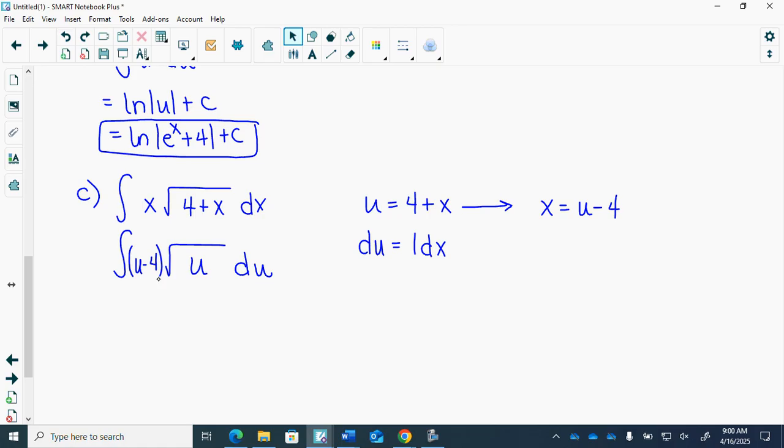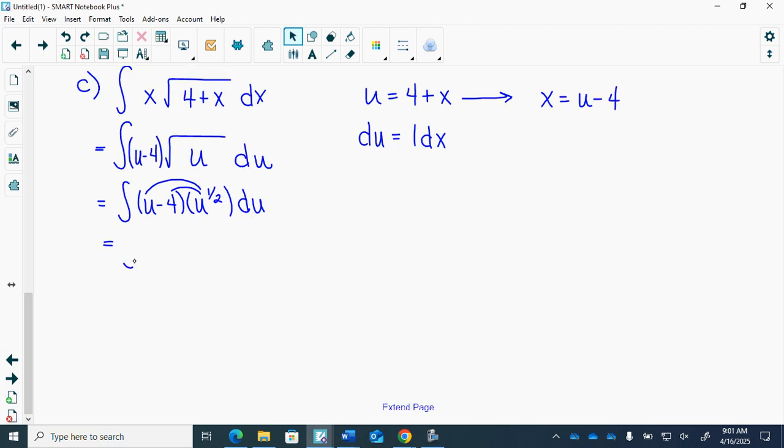And then people are like, how is that any better? Well, we can get it back to a power rule, because this is u minus 4 times u to the half du, and then we can distribute. So we're going to get u to the what? U to the 1 times u to the half is u to the? Add exponents, right? So it would be 3 over 2 minus 4 u to the half du. Then I can just do a really beautiful reverse power rule with fractional exponents.